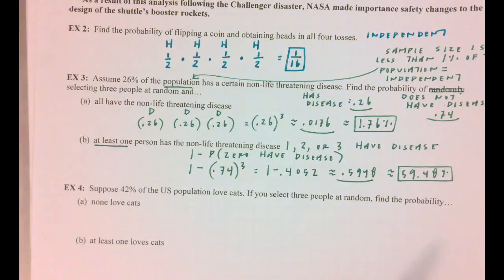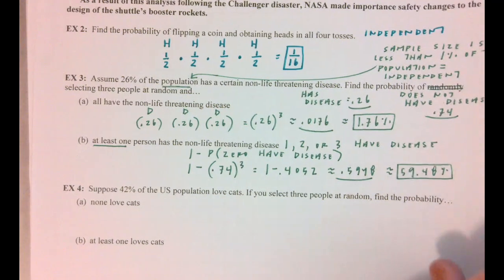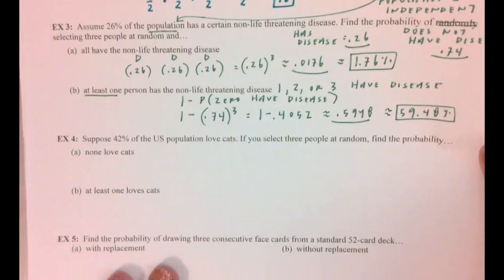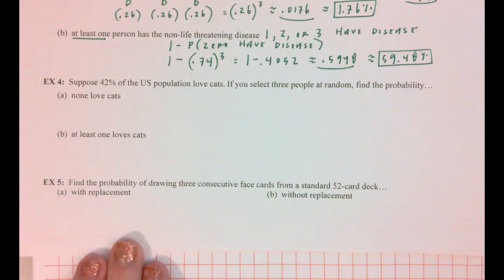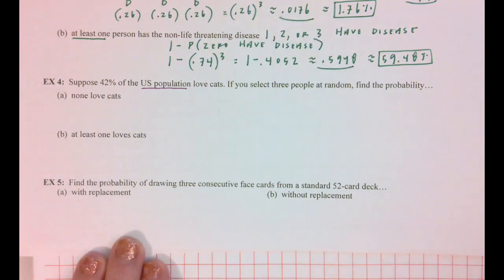Okay, I have another one. Very similar. If you wanted to try this on your own, you could. So next up, suppose 42% of the U.S. population loves cats. If you select 3 people at random, find the probability A, none love cats. So again, we're looking at a big population, U.S. population specifically, 332 million. So we're going to say this is independent.